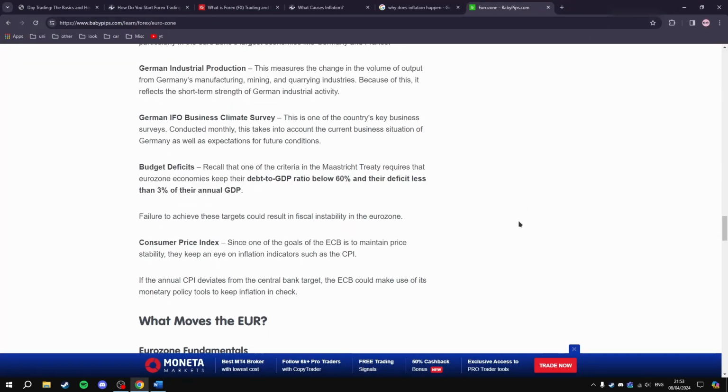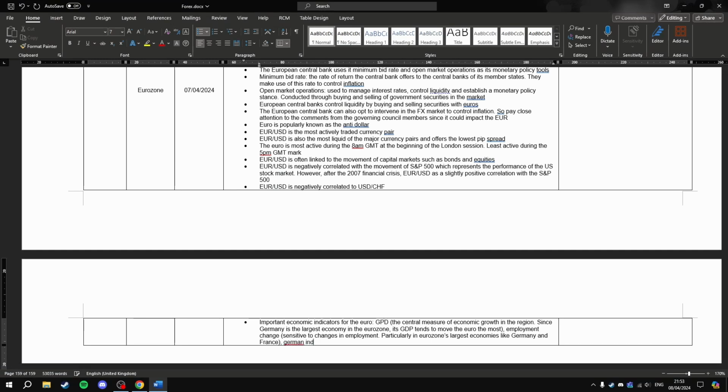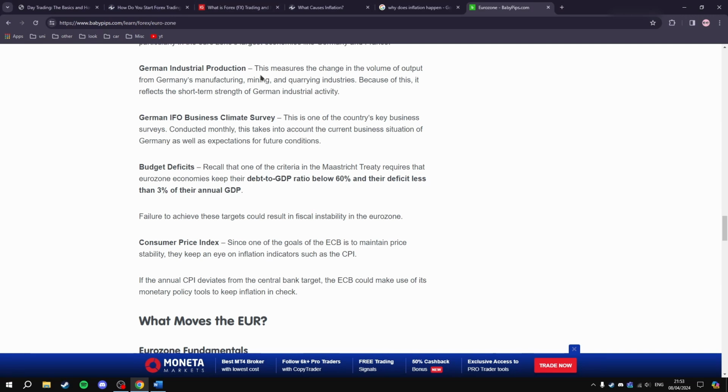German industrial production. This measures the change in the volume of output from Germany's manufacturing, mining and quarrying industries. Because of this, it reflects the short-term strength of German industrial activity.